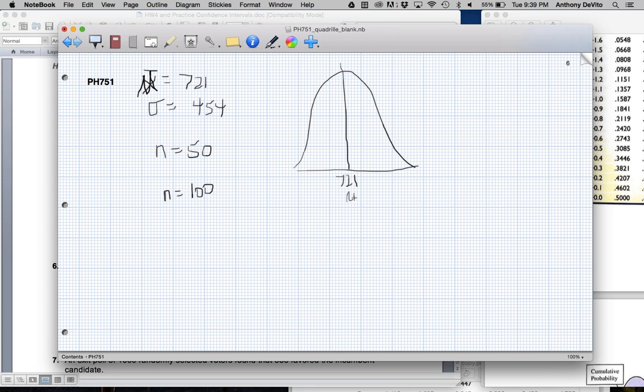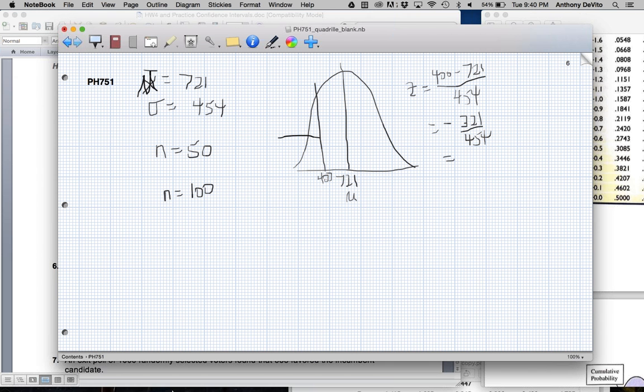721 is the mean, is mu, right? And we're looking for what percentage of the population is below 400. Okay, well, how are we going to figure that out? Well, the z-score, because we know the population parameters, Z is equal to 400 minus 721 over the standard deviation, which is 454. So that's going to be equal to minus 321 over 454.